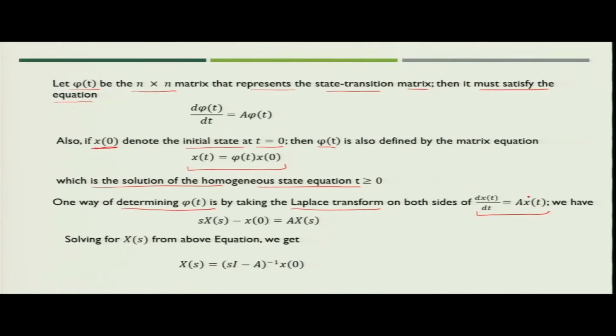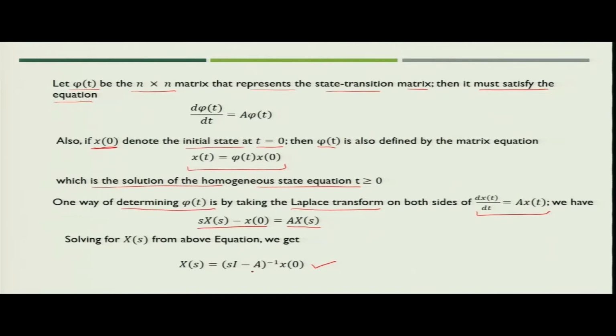When you take the Laplace transform on both sides, what can you write? For this side you can write s X(s) minus x at time t equal to 0 is equal to A X(s). Now, if you rearrange the terms, you can simply write X(s) is nothing but (sI minus A) inverse x at time t equal to 0, where I is the identity matrix. So, this is the value of X(s).